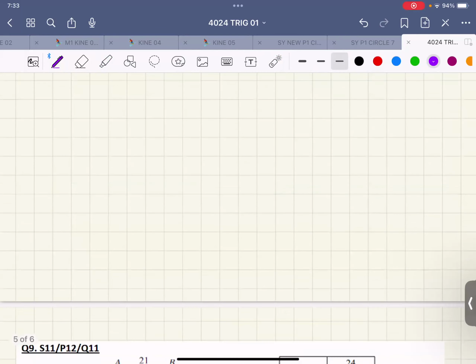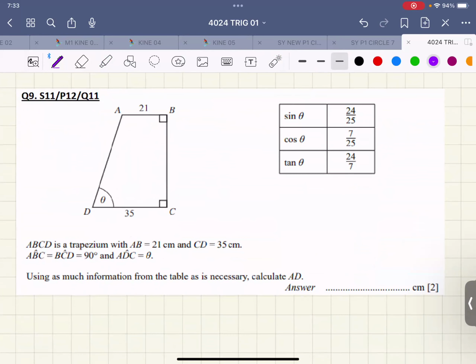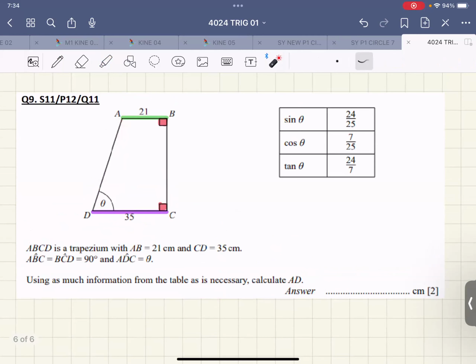Let me solve one more question like this. It says ABCD is a trapezium with AB equals to 21. So let me highlight this. AB is 21. And what else is there? CD is 35. Now this is a parallel side. This is 35. And then it says the two angles are 90 degrees. That we can see. That is this one and this angle. These are 90-degree angles. ACD is theta. Use as much information from the table as is necessary. Calculate AD. So we are interested in finding this.